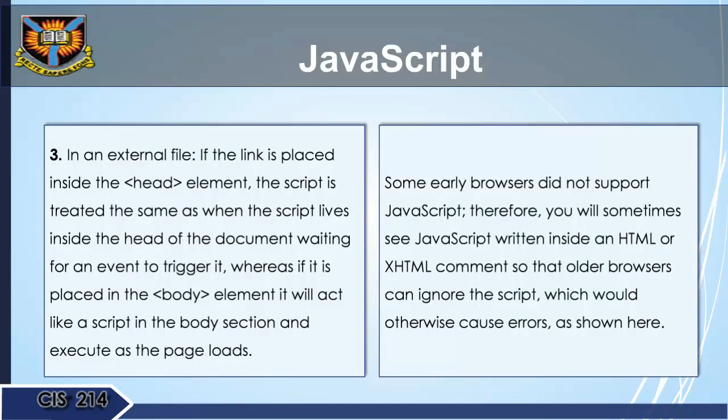3. In an external file, if the link is placed inside the head element, the script is treated the same as when the script lives inside the head of the document waiting for an event to trigger it, whereas if it is placed in the body element, it will act like a script in the body section and execute as the page loads. Some early browsers did not support JavaScript. Therefore, you will sometimes see JavaScript written inside an HTML or XHTML comment so that older browsers can ignore the script, which would otherwise cause errors as shown here.